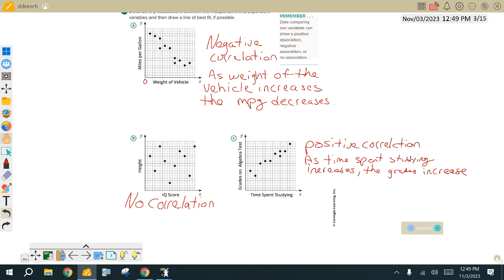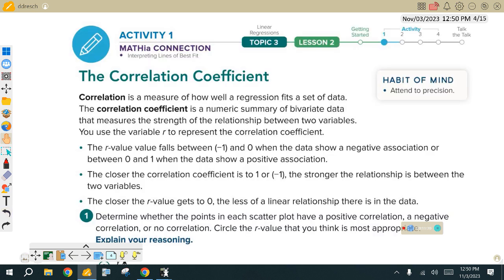Okay? On this one, if we did not spend a lot of time studying, we spend 0 minutes studying, where's our grade at? It's low, isn't it? But as that time spent studying, the minutes go up, what's happening to our grade? It starts to increase then, okay? So we always start kind of here from left to right, just see where that data starts off at, and then follow your eyes, okay? So let's look at the next page, all right?